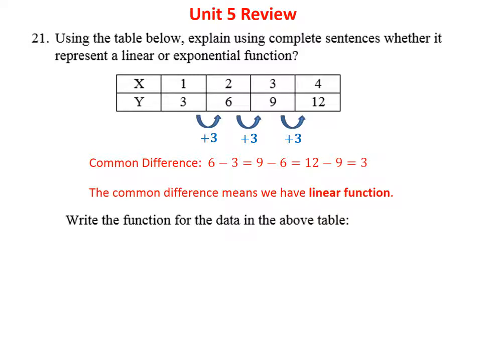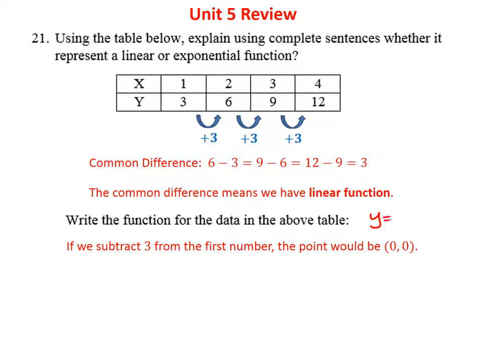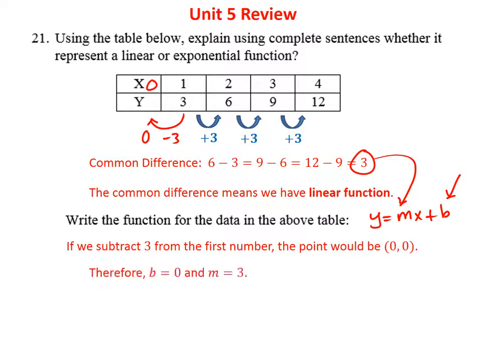The second part says, well, write it as a function then. Well, remember that a linear function has the form of y equals mx plus b. We know that this number here, 3, is going to be our slope. It's going up 3 each time, so we just need to find the b. So what's the beginning point? Well, we don't have a 0 here, but if we were to go back to 0 and simply go back 3, what would it be? And notice that if we subtract 3 from the first number, the point would be 0, 0. So that means b is 0 and m is 3. So we can write our function as y equals 3x plus 0, or leave off the 0 and just put y equals 3x.